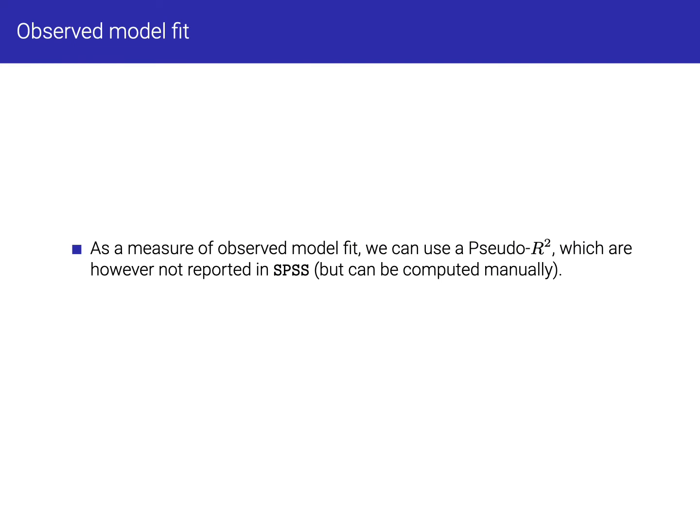So as a measure of observed model fit, we can use various statistics, but usually we use a pseudo R-square. However, they are not computed in SPSS, even though they can be computed manually. An interesting note to make, perhaps, is that pseudo R-squares are most commonly reported for logistic regression and not so much for other types of generalized linear models, even though they can be computed using similar formulas.